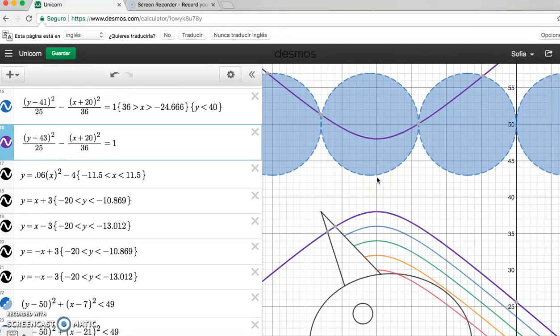Also, the co-vertices are going to be located both at y equals 43, which is here, and they're going to be at x equals negative 20 plus or minus 6. So negative 26, and negative 14. From there, we have the same distance, so they're like here and here, the same distance from the hyperbola to here and to here and to here.